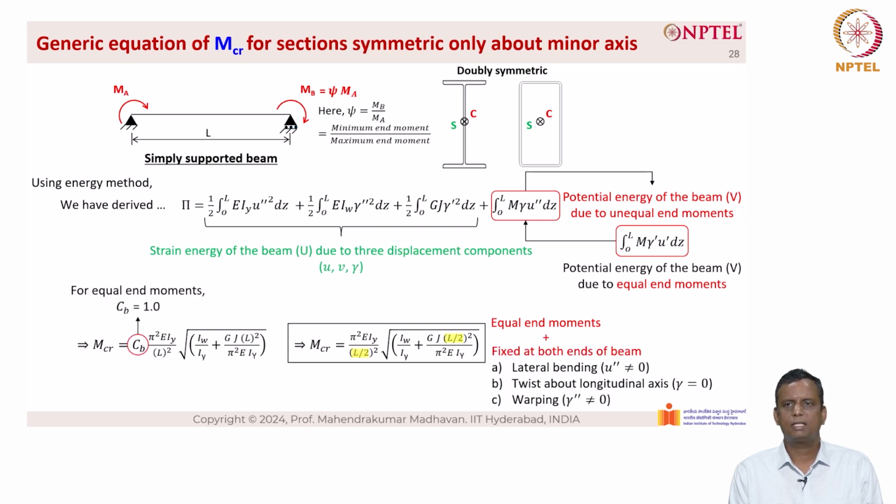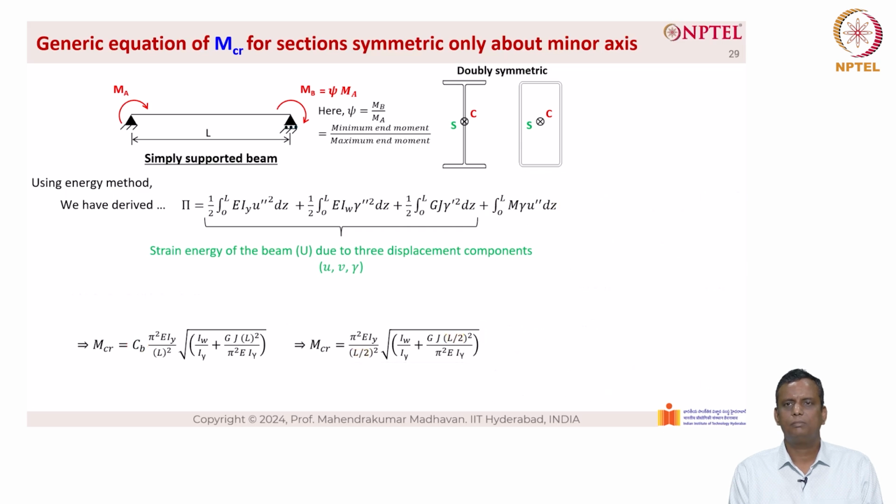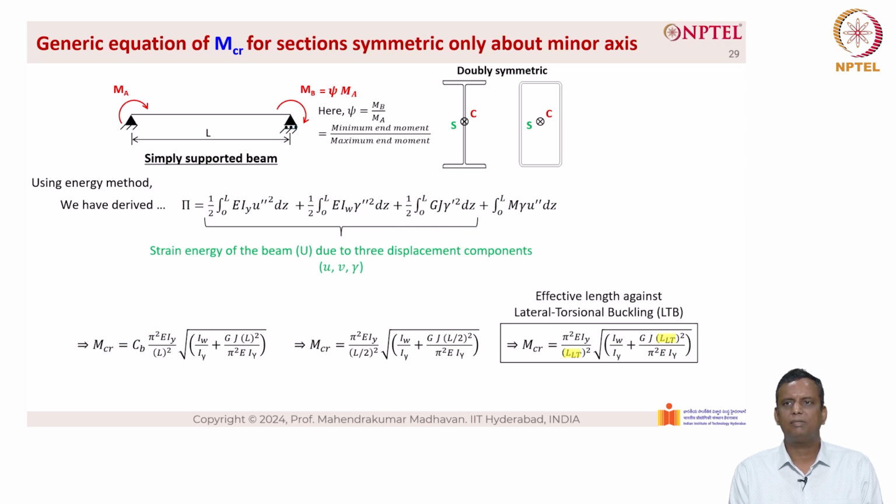And for fixed condition at both ends of the beam, the L becomes L by 2. Basically, the lateral bending u double dash is not equal to 0, twist about the longitudinal axis gamma is equal to 0, and warping, which is gamma double dash, is not equal to 0. So, this can be written in a generic form, which is MCR equal to pi square EIY divided by L sub LT the whole square into root of IW by IY plus GJ into L sub LT the whole square divided by pi square EIY. So this L sub LT is the effective length against lateral torsional buckling, which is also known as LTB.